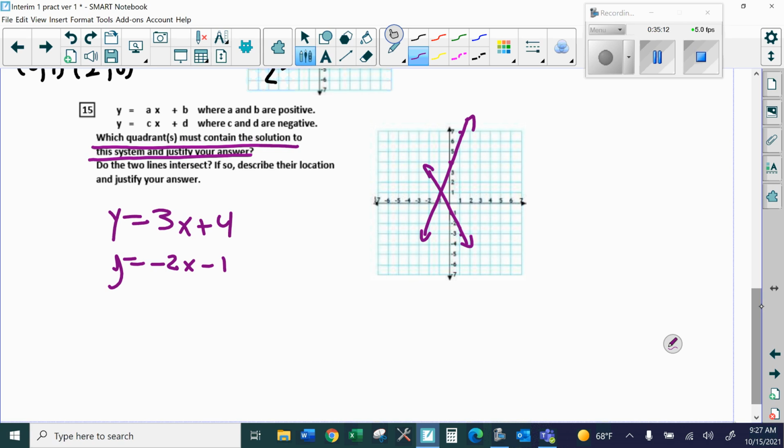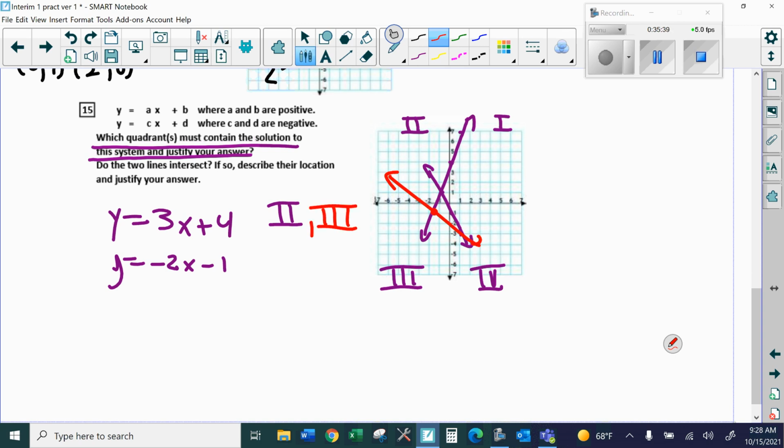So it's going to be either in quadrant 2. Remember, this is quadrant 1. This is quadrant 2, quadrant 3. Remember, you use Roman numerals. Quadrant 4. So the solution right now for that one is in quadrant 2. So it could be in quadrant 2, or if this was flatter, okay, I could have had another one where the line might have come like this, and this came down here, and then intersected in quadrant 3. So quadrant 2 or quadrant 3 are my two possible quadrants.